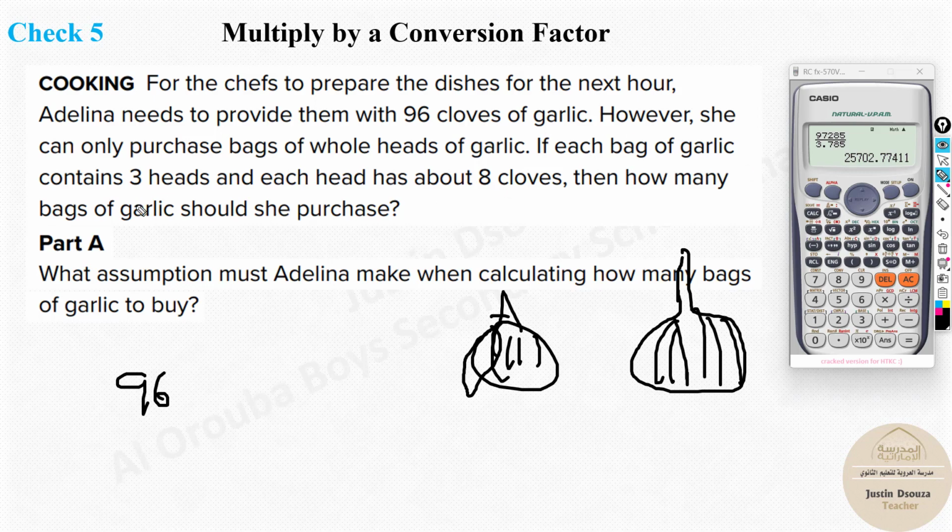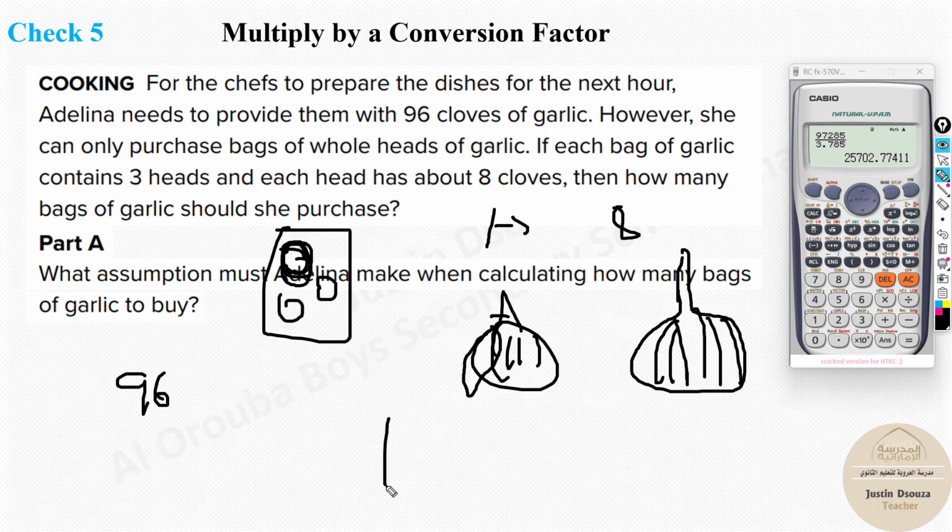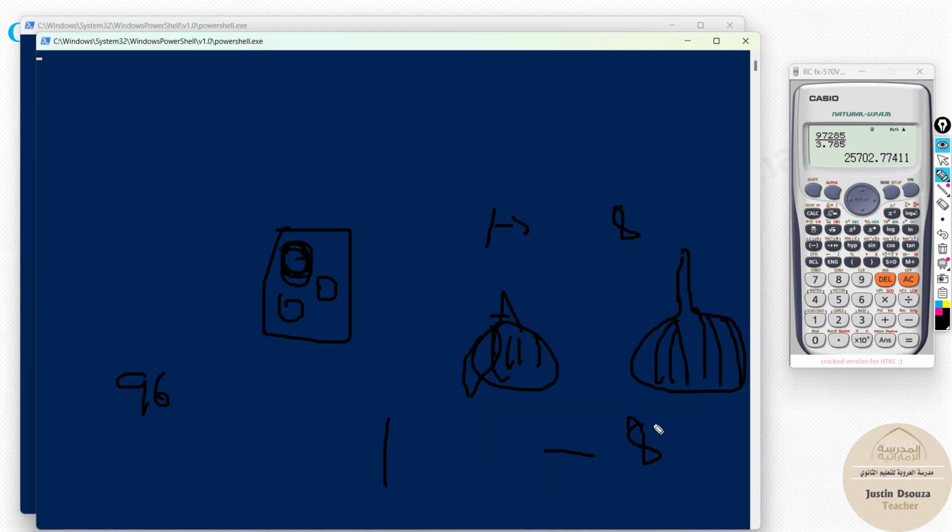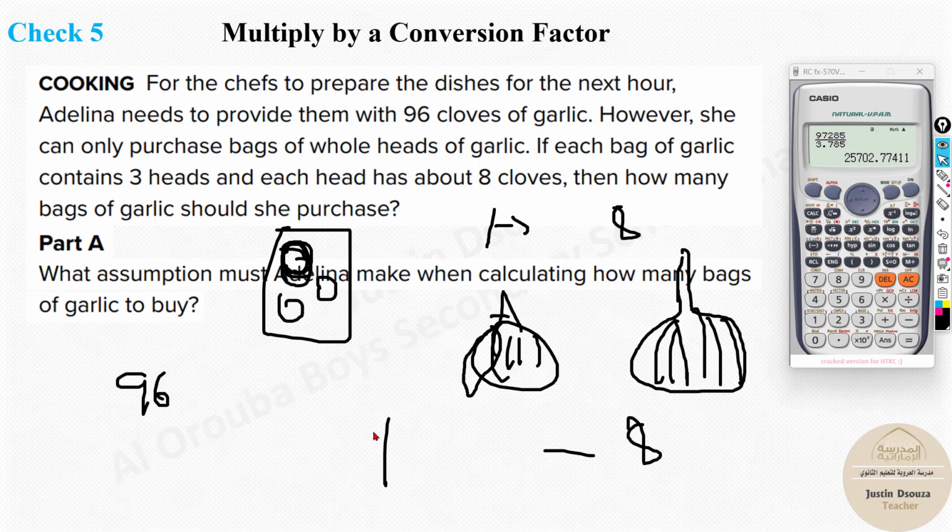Now each bag of garlic contains 3 heads. So in 1 bag, there will be 3 garlics. But the most important thing is each head will have only 8 cloves. How many bags should she purchase? Now, one whole garlic has 8 cloves. How many heads will have 96 cloves? That is what we want. Here you need to realize one head equals 8 cloves. That means 96 divided by 8 would be the answer.